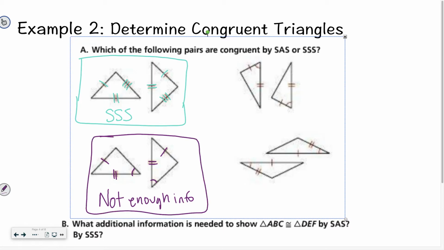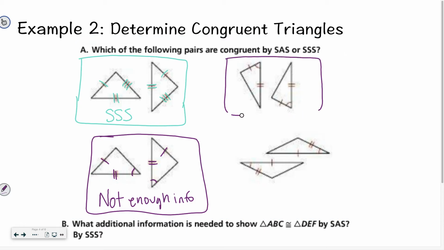Now if I go to this pair and I look, I can see that I have a side, an angle, and a side. They're all in order. So let's see if that happens on the second one. Side, angle, side. So these two triangles are congruent by side, angle, side. And our last one, if I look, I see I have a side, angle, side, side, angle, side.